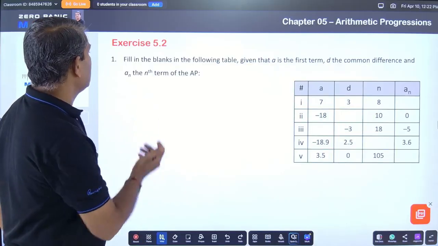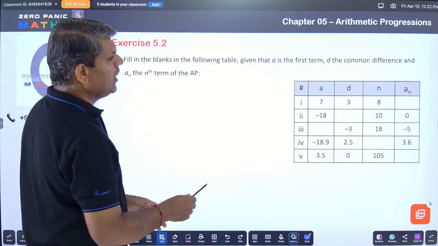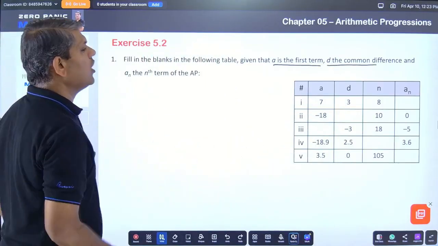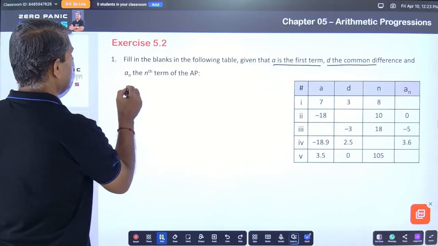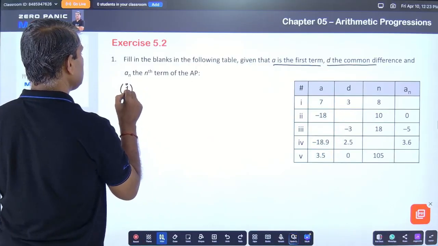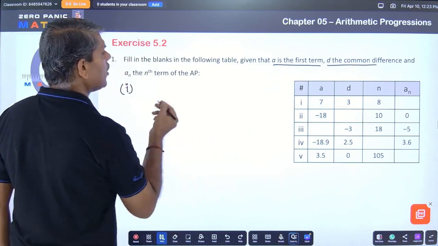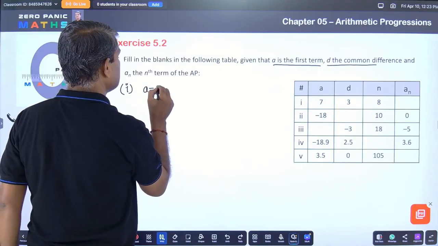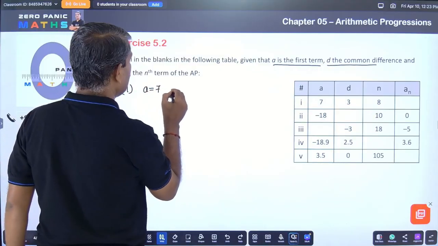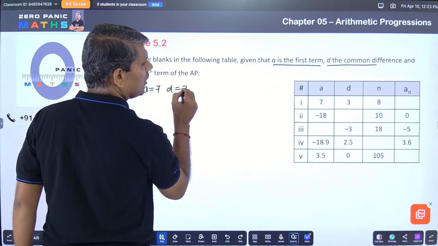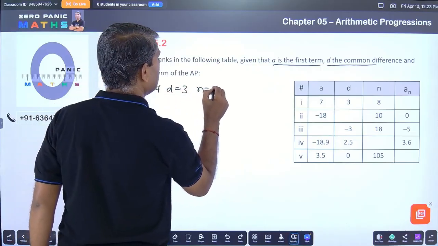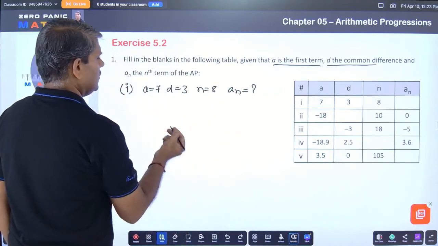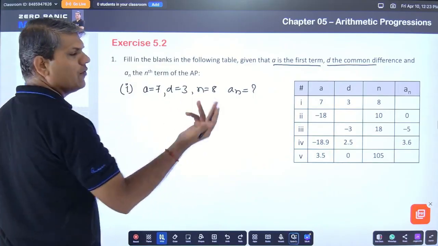Let us continue finding out the missing terms in this problem. Let us quickly resolve them one by one. For the first problem, what are all given and what is to be found? Given is a is 7, d is 3, and n is 8, and what we need to find out is a_n. That is what is given in the first problem.